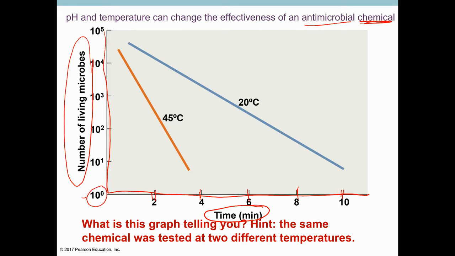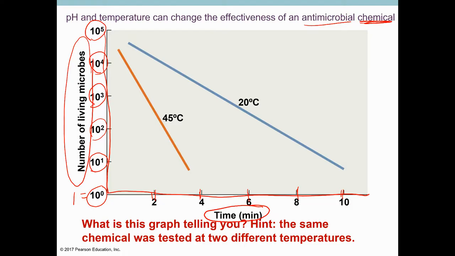In this graph, you have time in minutes, and the scale is regular, 2 minutes for each major division. And the number of living microbes is given in a log scale. 10 to the 0 equals 1 microbe. 10 to the 1 is 10. 10 to the 2 is 100. 1,000, 10,000, 100,000. So this is a log scale of how many microbes can be counted.